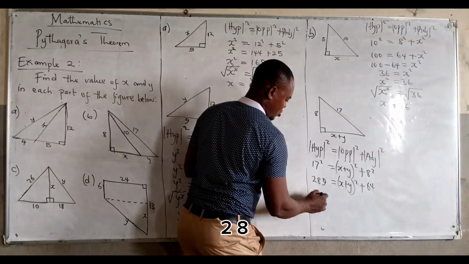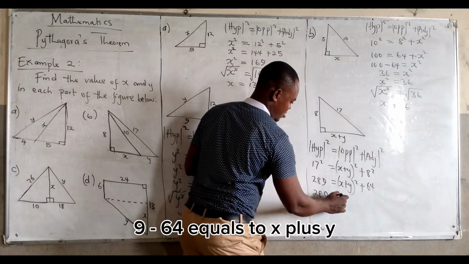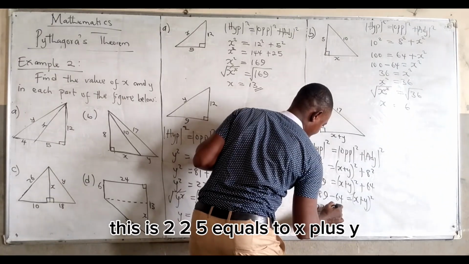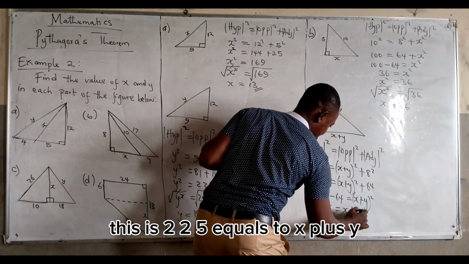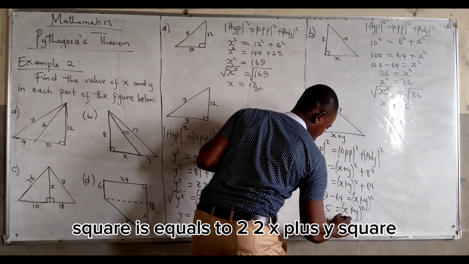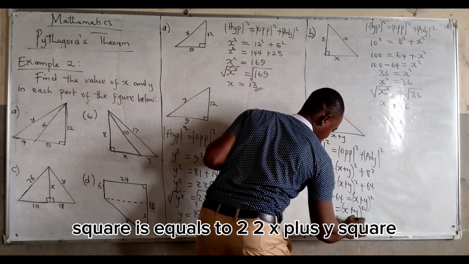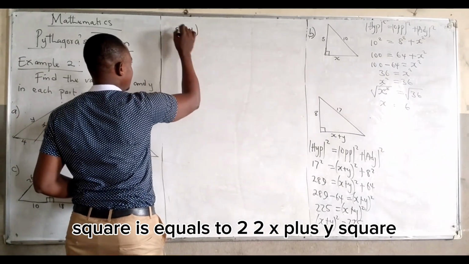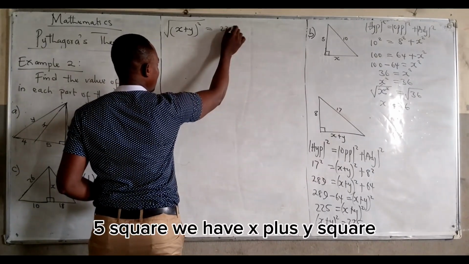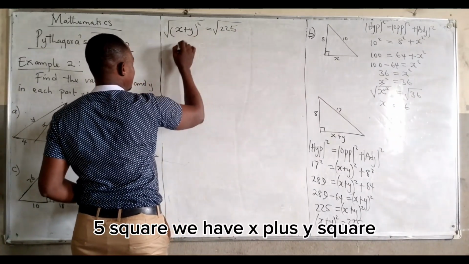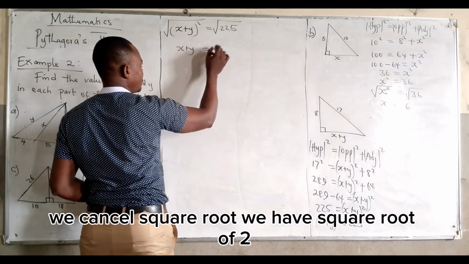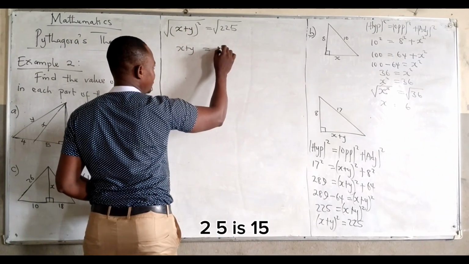This one will come here. 289 minus 64 is equal to x plus y square. This is 225 equals x plus y square. X plus y square, take square root of both sides. We have x plus y. We cancel the square root. The square root of 225 is 15.